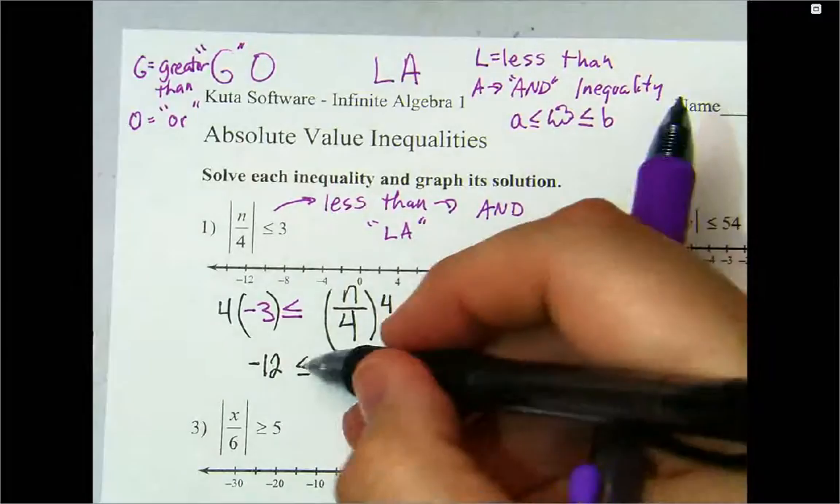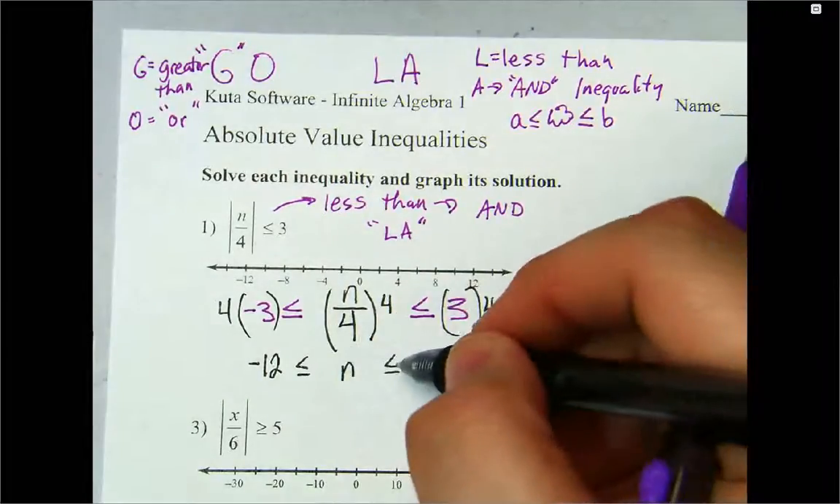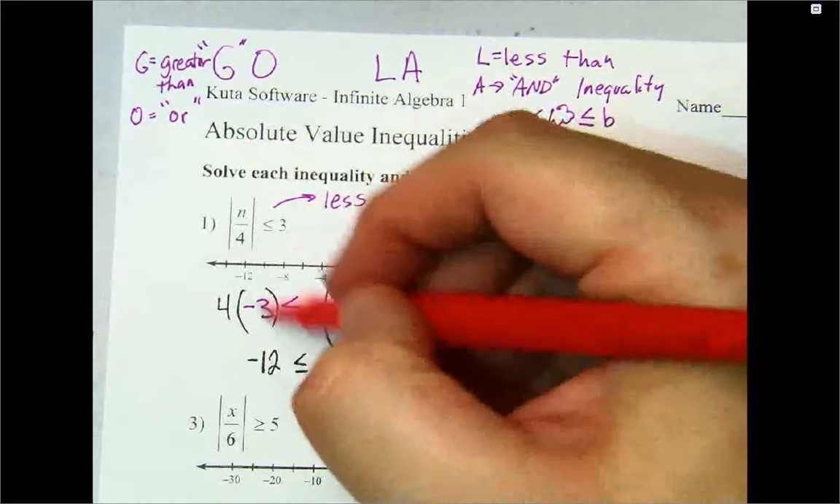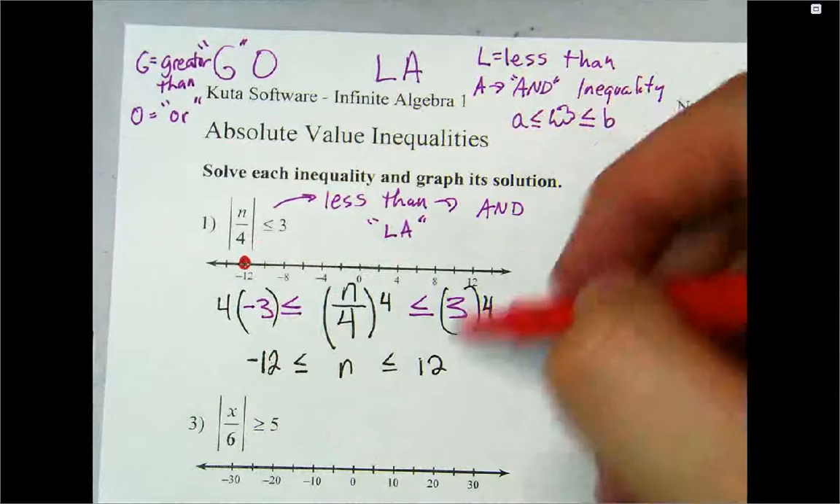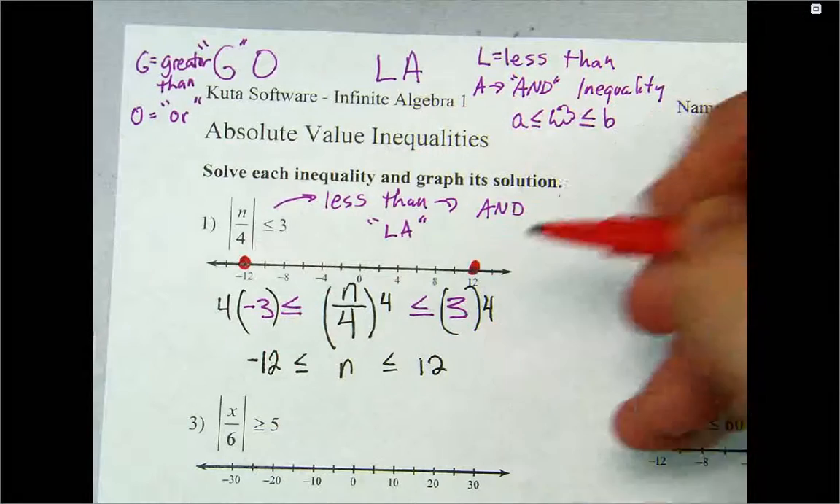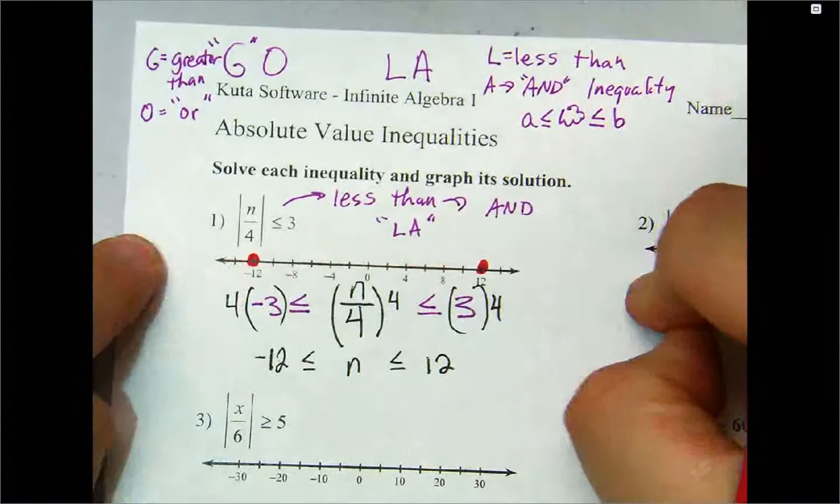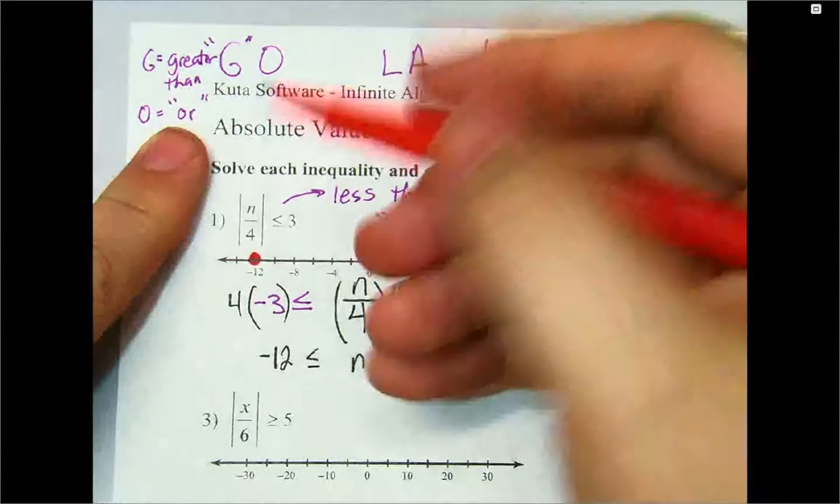So are these open dots or closed dots? Closed. So at -12, I'll put a closed dot. At 12, I'll put a closed dot. Now, am I going to graph between them, or am I going to graph to the outside of them? Between them.